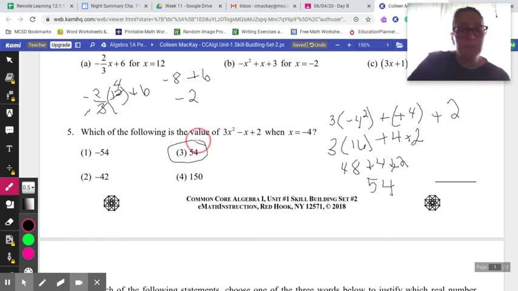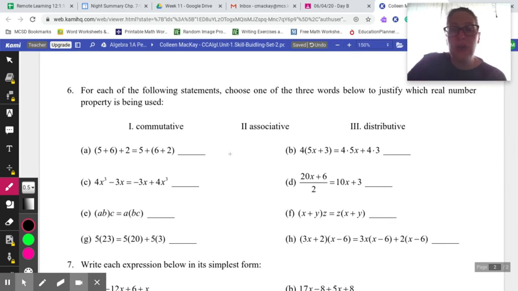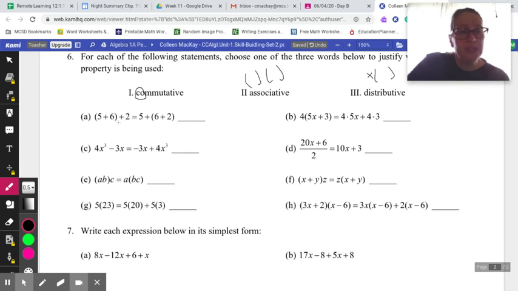Okay. Let's look at number 6. For each of the following statements, choose one of the three words below to justify which real number property is being used. Remember, with commutative, the CO means change the order. Distributive, we're looking for one set of parentheses. And associative, we're looking for two sets of parentheses. Okay. So let's see, I have 5, 6, 2, 5, 6, 2. Look, I've got two sets of parentheses. The answer is associative.